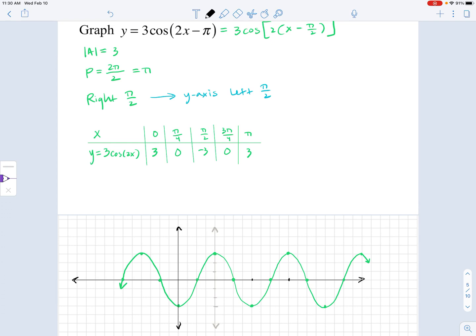Okay, so then the last thing that's left to do is to relabel. So 1, 2, 3, negative 1, negative 2, negative 3.